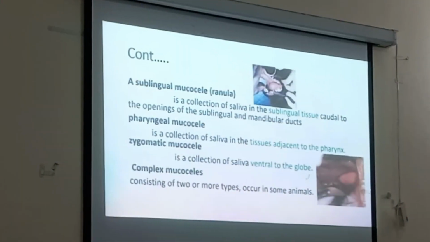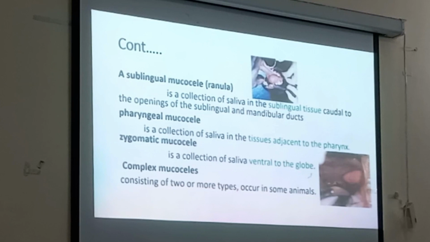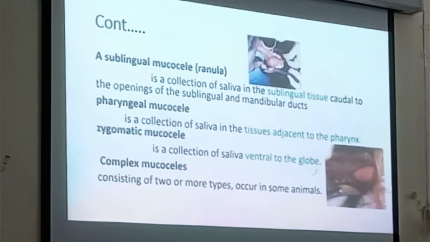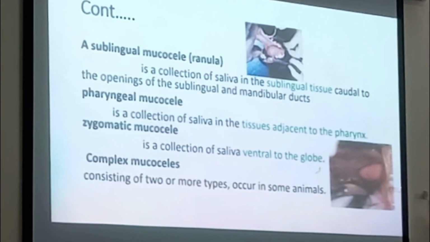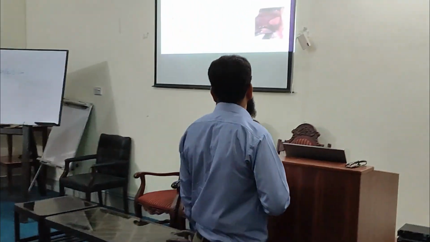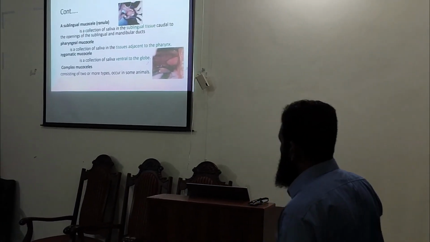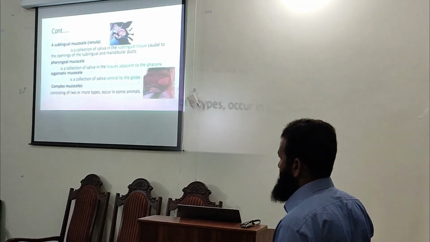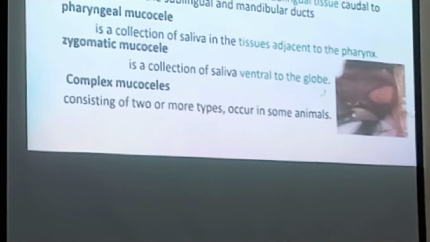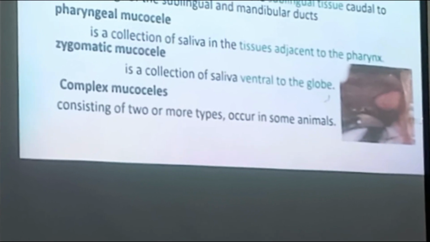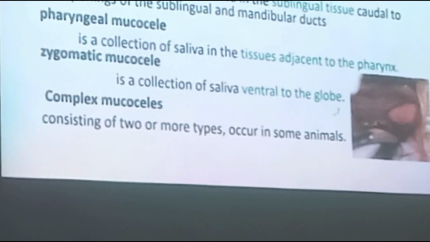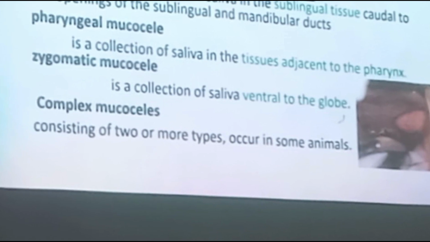A sublingual mucocele is a collection of saliva in the sublingual tissue, caudal to the opening of the sublingual and mandibular ducts. Next, pharyngeal mucocele: collection of saliva in the tissue adjacent to the pharynx. Next, zygomatic mucocele is a collection of saliva ventral to the globe.